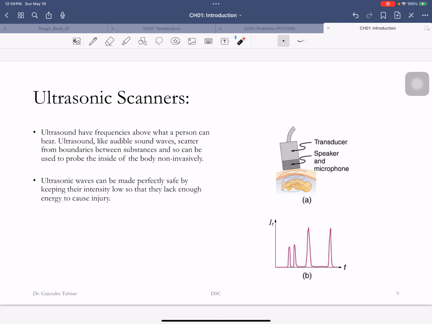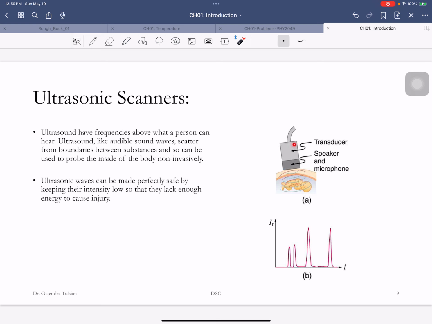So this wave came back after this time. If it came back in 1 second, the object reflecting it is half a second away, because the wave has to go there and then back. So the object is half a second away, meaning you can calculate the distance. And from the intensity, you can calculate the intensity of reflection. You can calculate the properties of the material. So from these kinds of graphs, an image can be reconstructed.